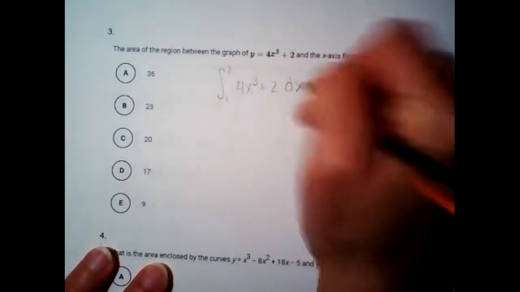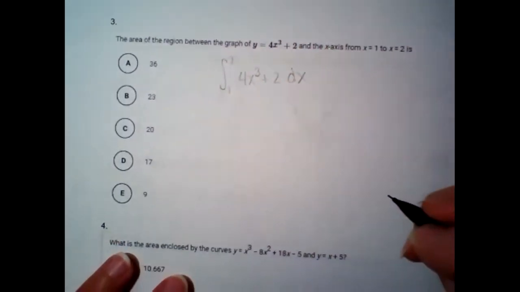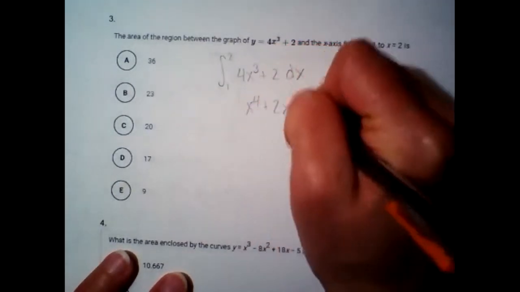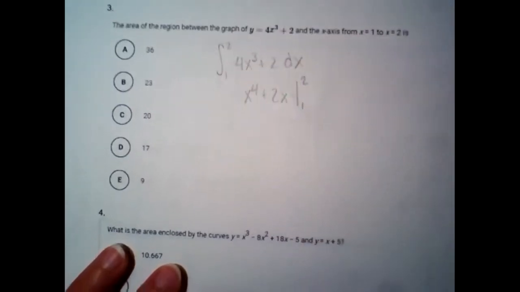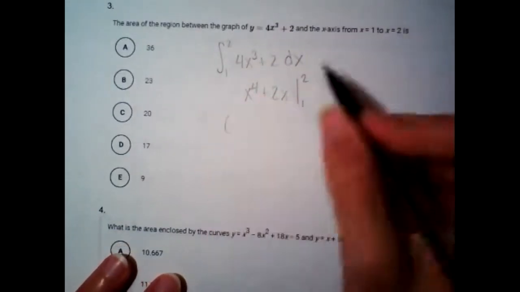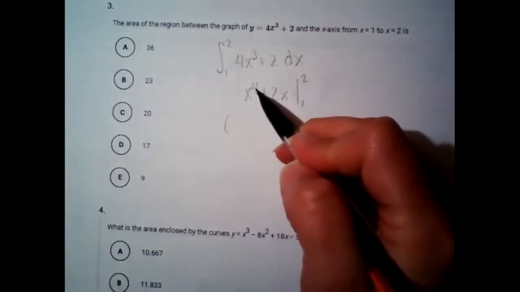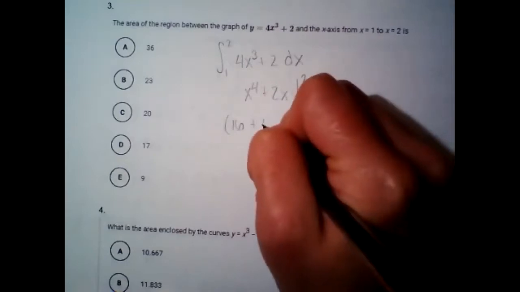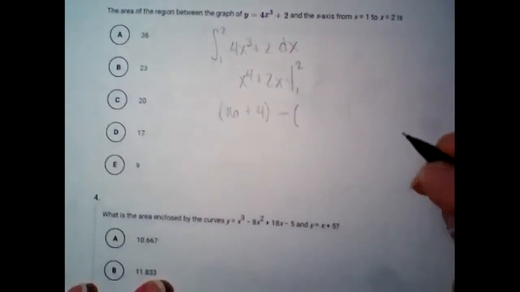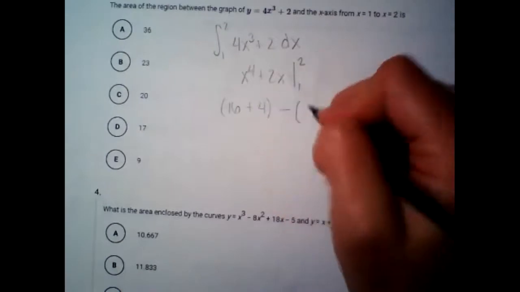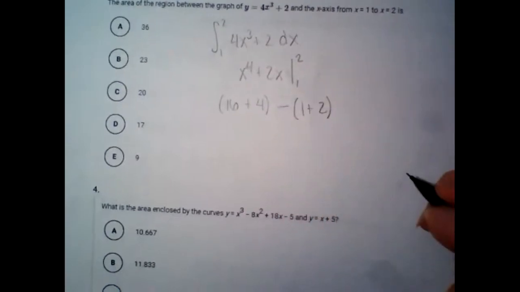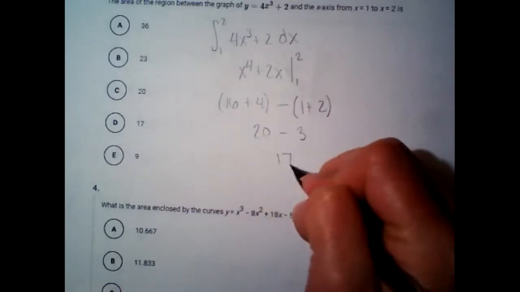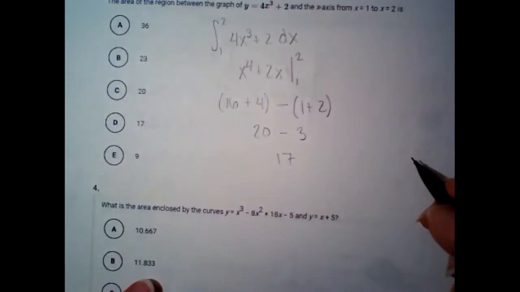of this equation. So that antiderivative is going to be x to the 4th plus 2x, evaluated from 1 to 2. And we're going to do upper boundary minus lower boundary. So plugging in 2, 2 to the 4th would be 16, plus 2 times 2 would be 4, minus, and then plugging in 1, that'll give us 1 plus 2. So this would be 20 minus 3, so 17 for that one, and so that is D.